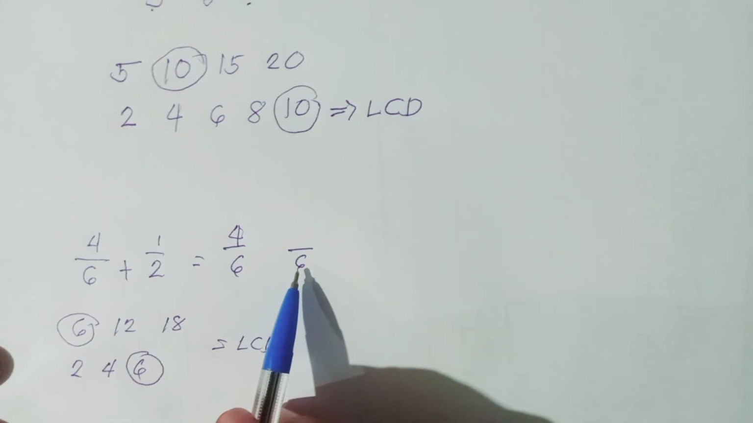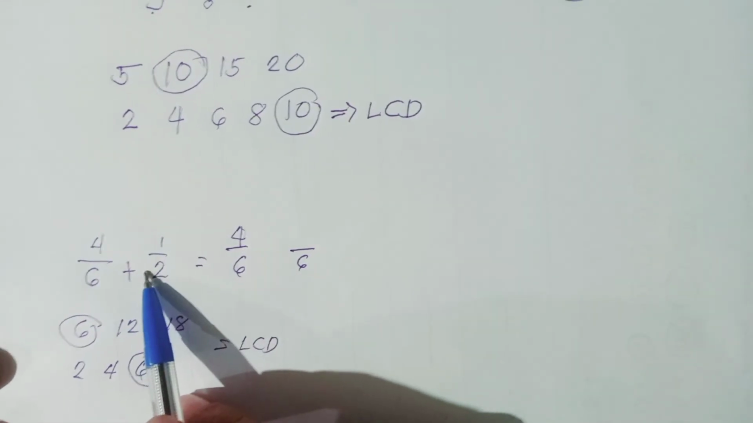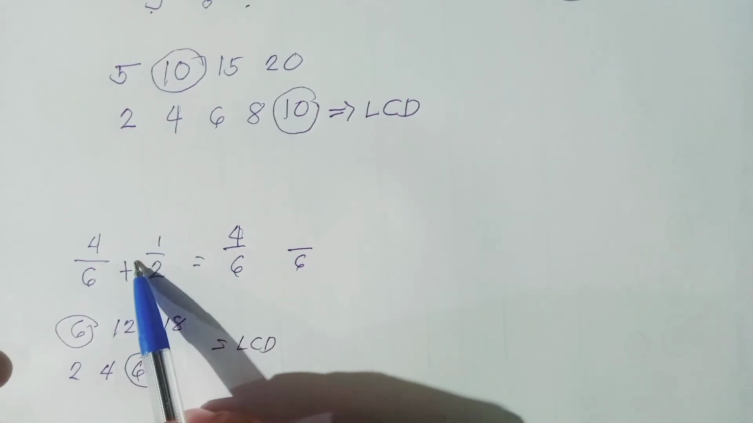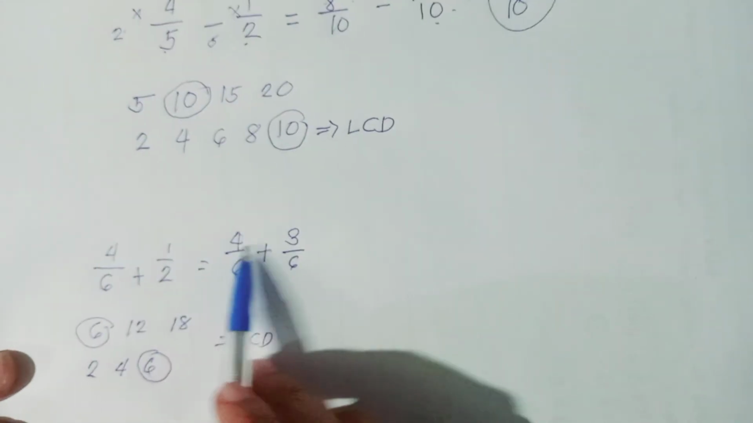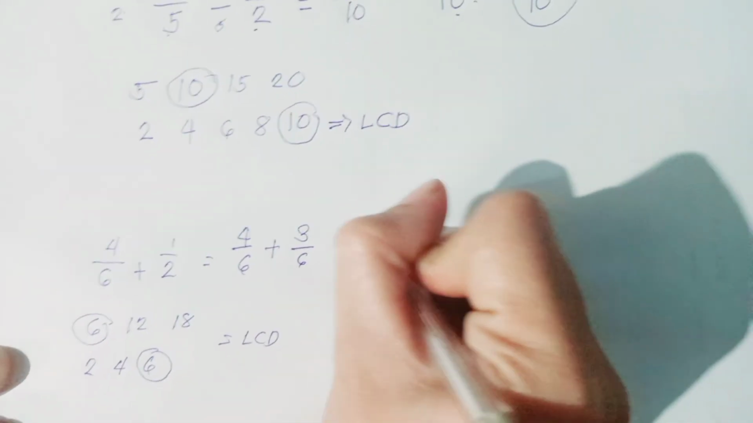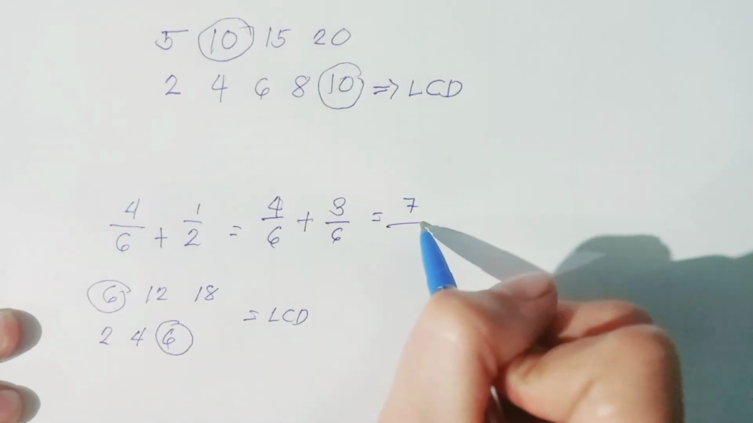Next, let's do the same. 6 divided by 2 is 3. And then multiply 3 times 1 is 3. So we have 4 plus 3 is 7. And then copy the denominator.